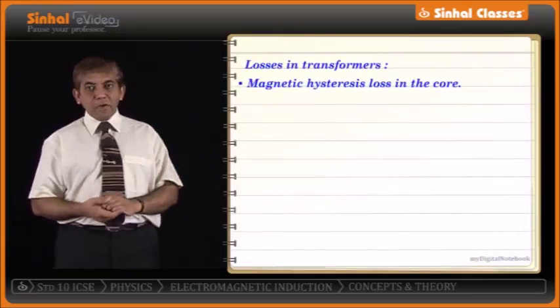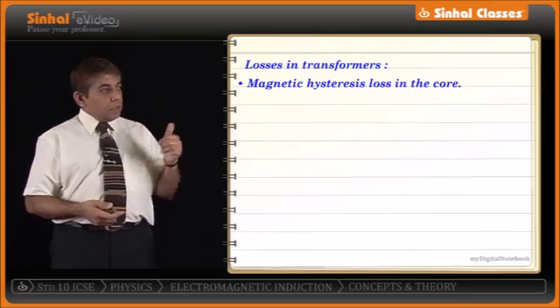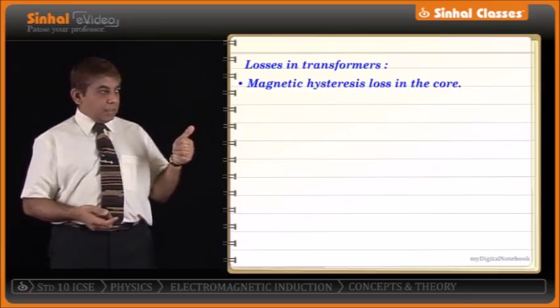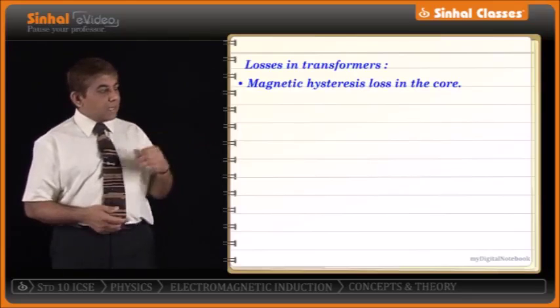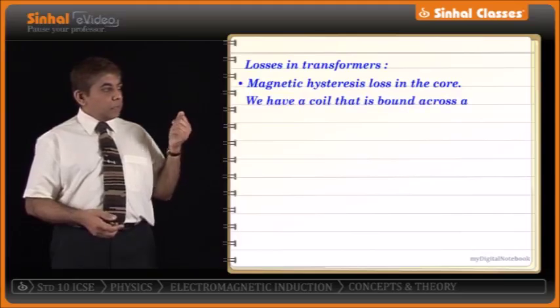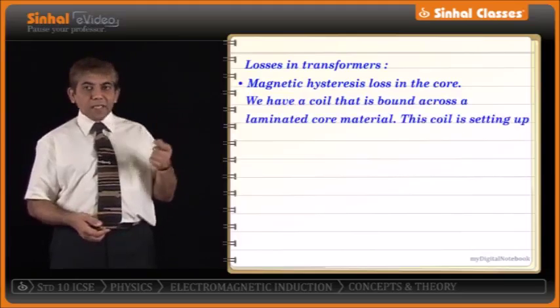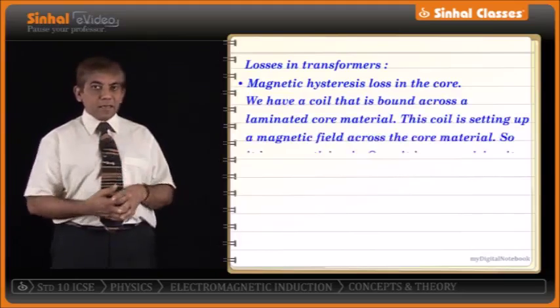Second type of loss that is incurred is hysteresis loss. Talking about the hysteresis loss, again, reverting back to the basic figure of self-induction. As I said, we have a coil that is wound across a laminated core material. This coil is setting up a magnetic field across the core material. So it is magnetizing it.